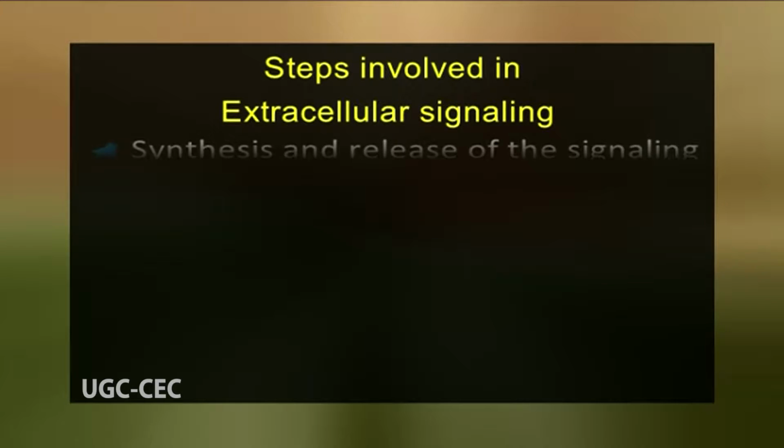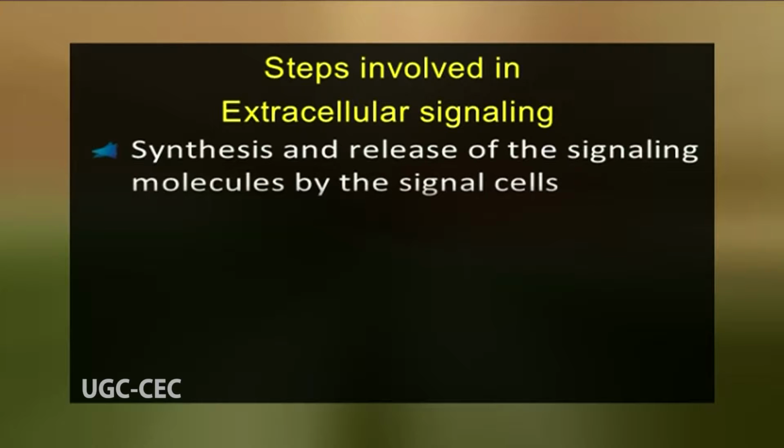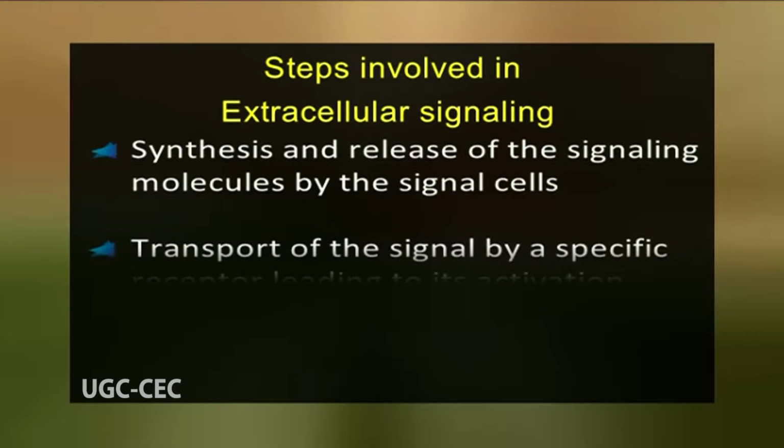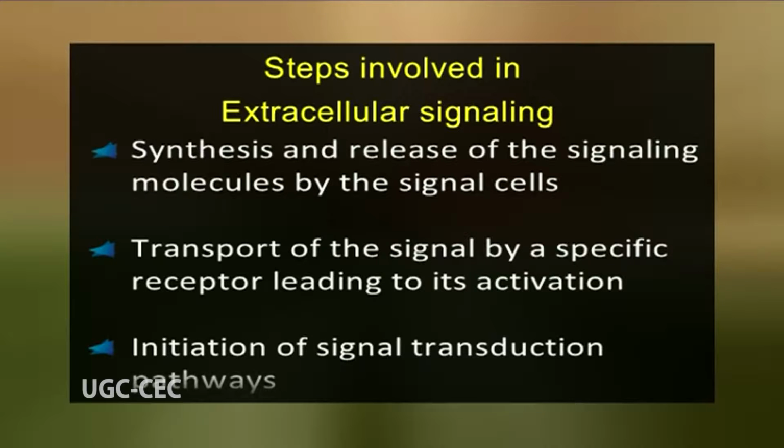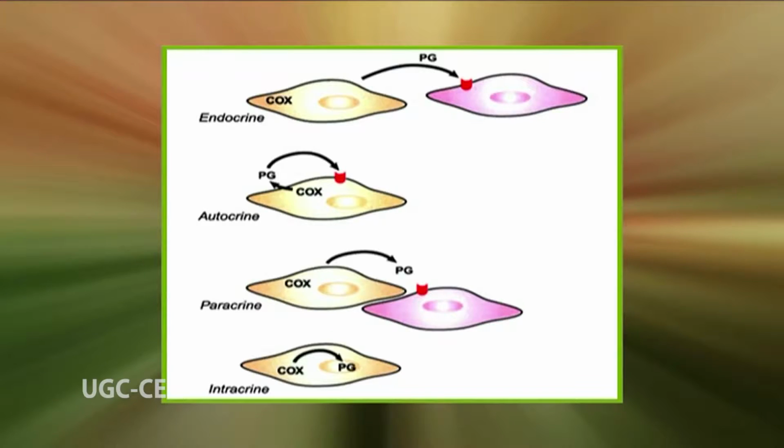Number 1, synthesis and release of the signaling molecules by the signal cells. Number 2, transport of the signal by a specific receptor leading to its activation. Number 3, initiation of signal transduction pathways. In animals, extracellular signaling by signaling molecules can be classified into 4 categories: autocrine, paracrine, endocrine, and juxtacrine signaling.